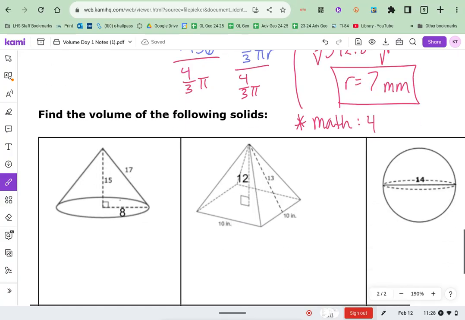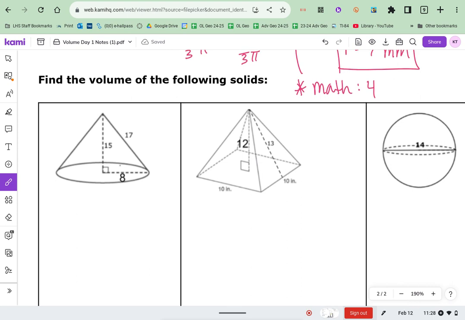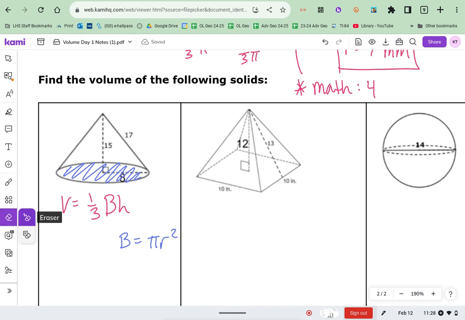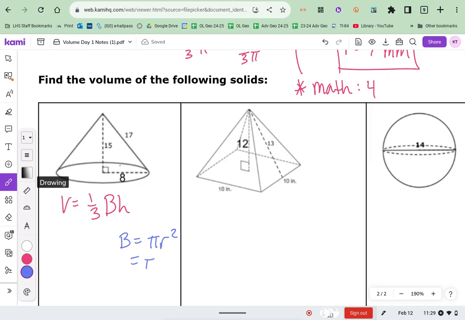All right, okay. I'll do the cone with you guys. So if we find the volume of the cone, volume of a cone is volume equals 1/3 capital B base times height. The base shape of the cone is the circle. So off to the side, I'm going to do capital B base equals pi r squared because my base shape is a circle, so I need to find the area of a circle. Plugging in, I get pi times 8 squared. That's going to be my capital B.